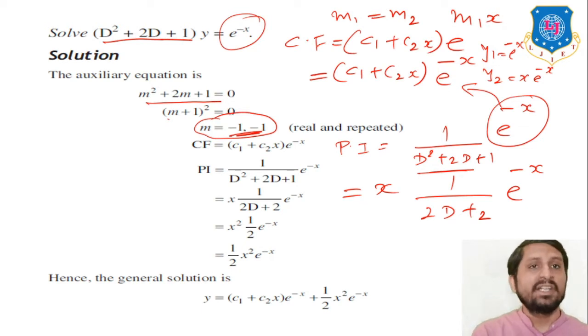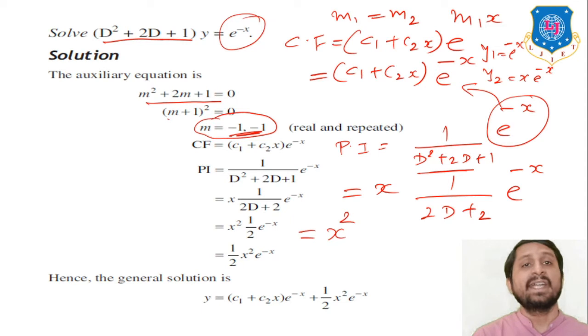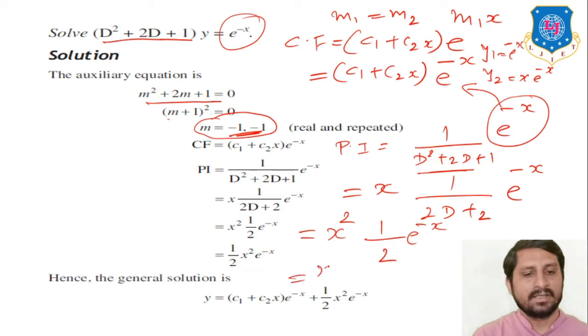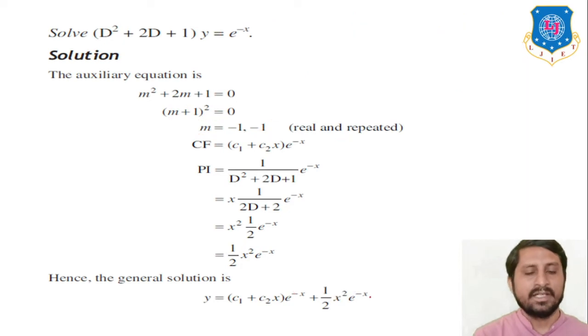So when the denominator becomes 0, this thing happens. So 1 upon 2D plus 2, this is just a differentiation. Now multiply with x square, because again the denominator becomes 0. You can see that minus 2 into minus 1 plus 2, so minus 2 plus 2, so 0. So again differentiation, that is 2 e raised to minus x. So x square by 2 e raised to minus x. This is your particular integral. And c1 plus c2x e raised to minus x plus x square by 2 e raised to minus x.